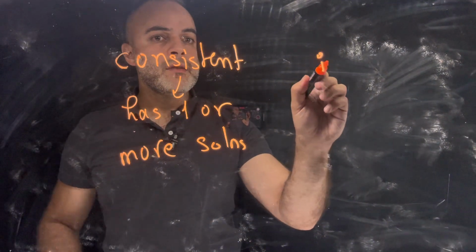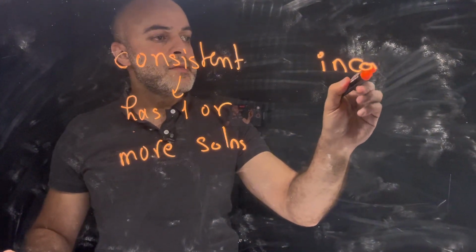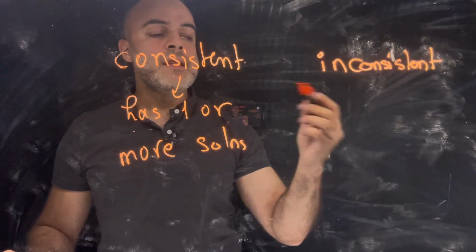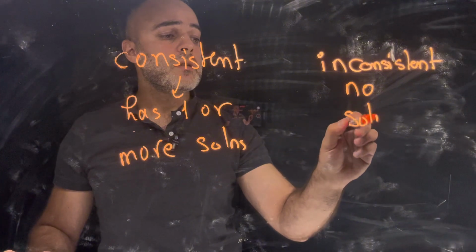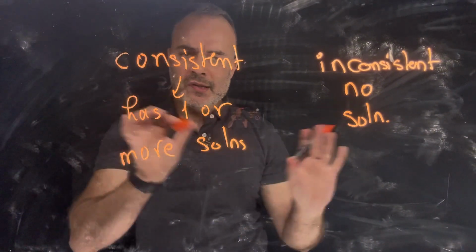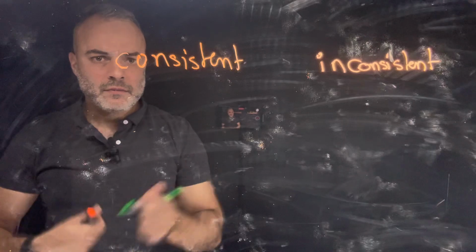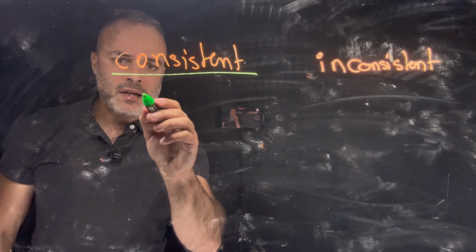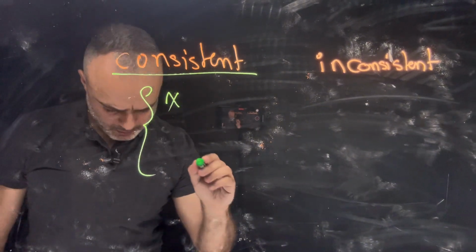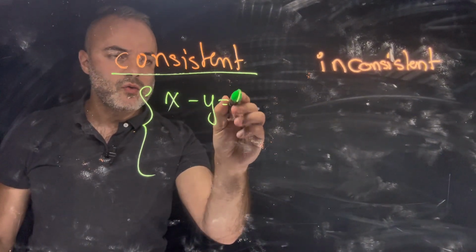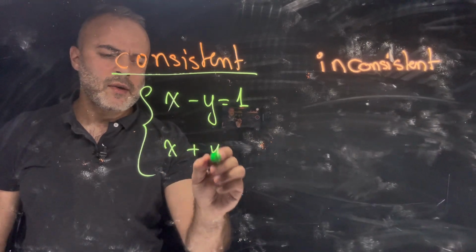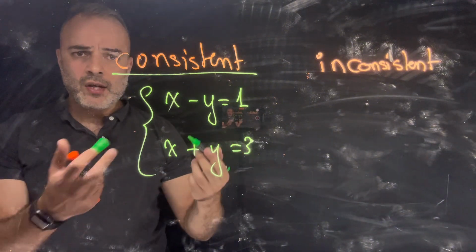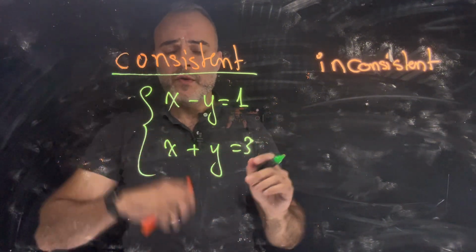Inconsistent, of course, will be the other case. Inconsistent means that this system has no solution. Let me show you a simple example of each of these. Let me start with the consistent case. Let's go with this guy here. x plus y is equal to 1, and x plus y is equal to 3. I'm starting, of course, with a very, very simple system, just for you guys to understand this terminology, and then move on to matrices.